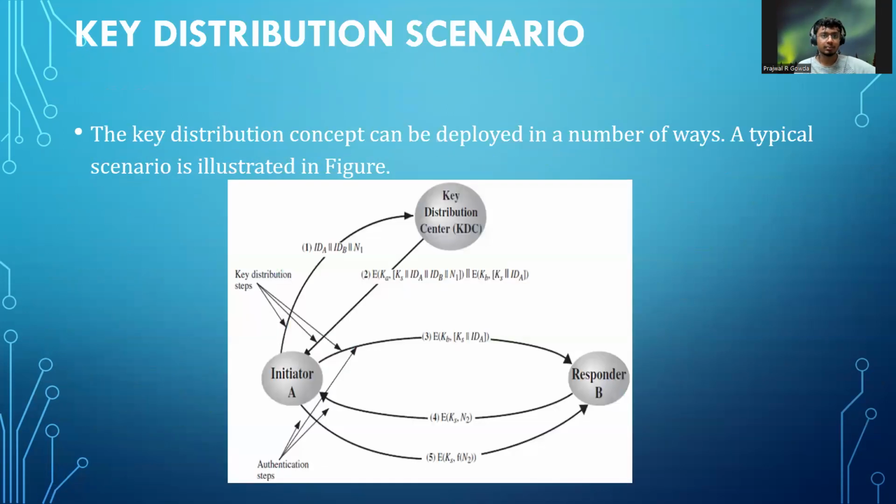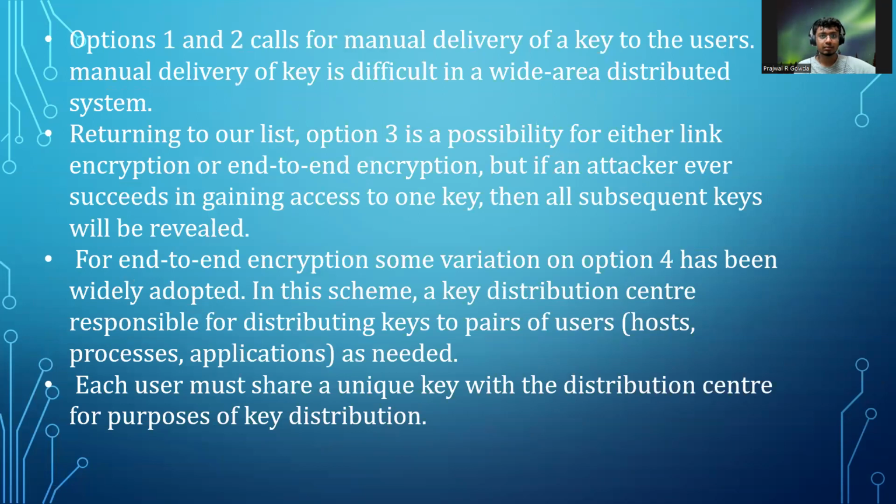Option 1 and 2 call for manual delivery of a key to the users. Manual delivery of a key is difficult in a wide area distributed system. Returning to our list, option 3 is a possibility for either link encryption or end-to-end encryption. But if an attacker ever succeeds in gaining access to one key, then all subsequent keys will be revealed.